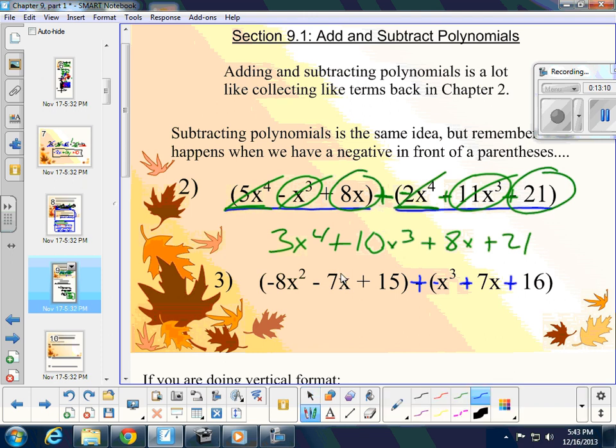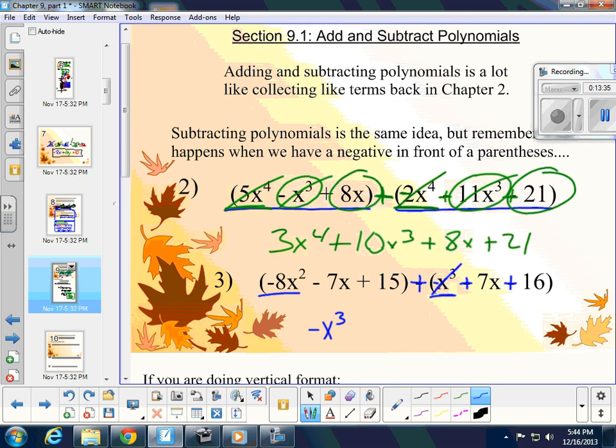Looking at this one, the first term in this one is negative 8x squared. I don't have any x squareds on this side. In fact, all I have is an x to the third power. So really, since that's a degree of 3, that's actually going to be my first term, the one that I have over here, this negative x to the third. So that's going to be the first term when I'm rewriting this polynomial and combining things. I'm going to write that first, negative x to the third.